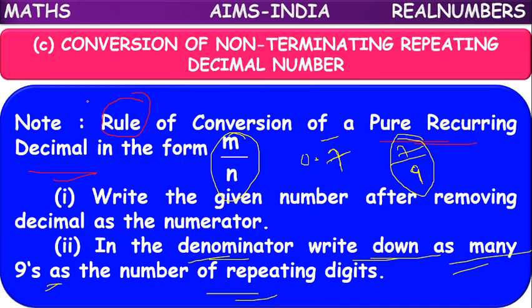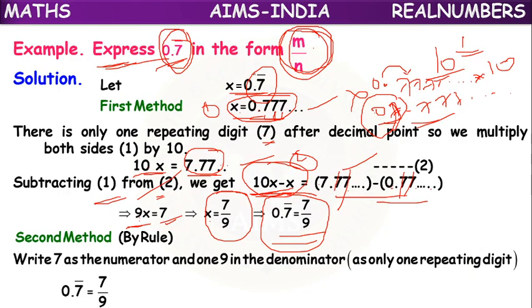Or directly, according to the rule, what can we write? 0.7 bar. Let's remove the bar and decimal. What is remaining? 0.7 means 7 is remaining. How many digits are repeating after the decimal point? Only 1. So only one 9 we have to keep in the denominator. So directly, according to the rule, we will get the answer.